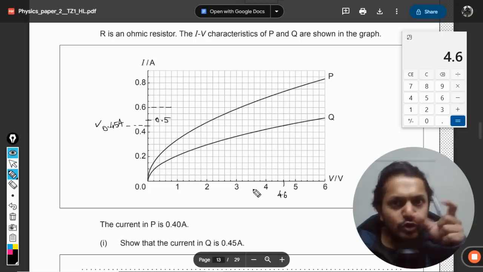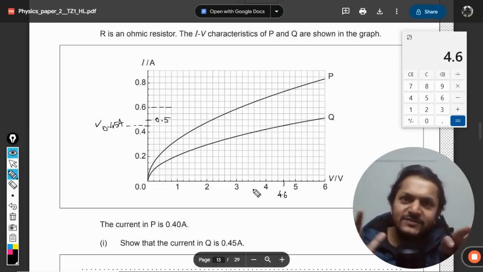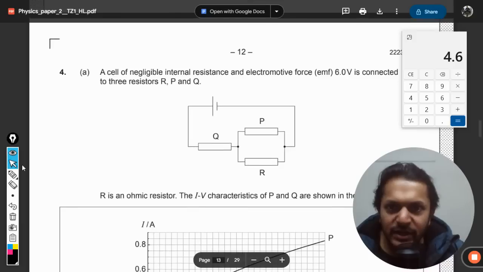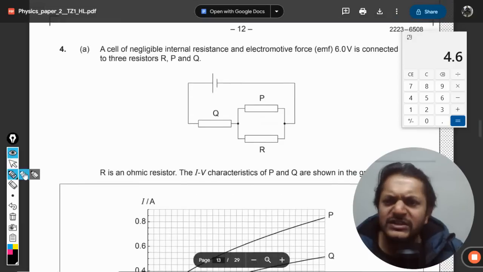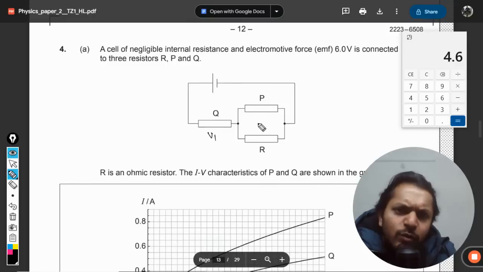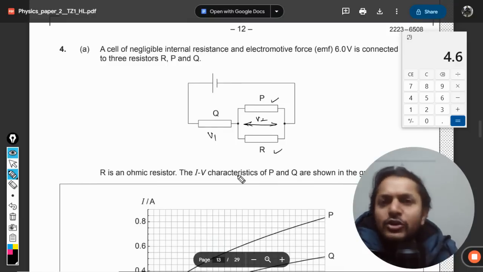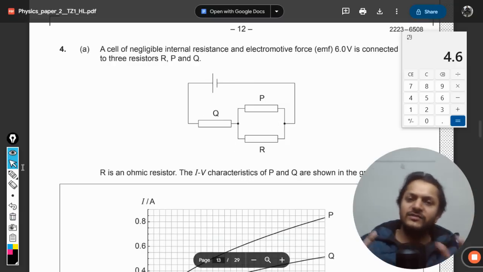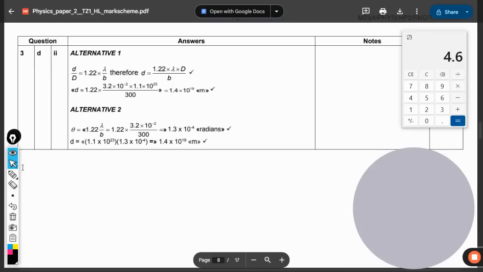Because those two things are basically in series. We can say they are not in proper series, but as far as the potential difference is concerned, this will have V1 and this will have V2, which will be across P as well as across R, the potential difference. So V1 plus V2 will be equal to 6 volt. And clearly this is the way that we would be doing it. Let us see what they have done.